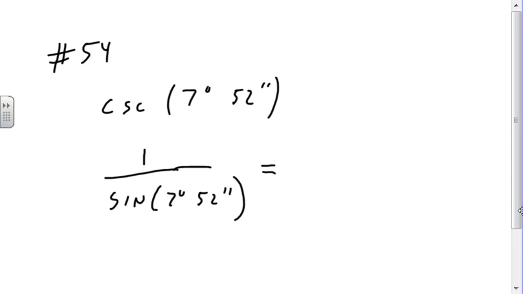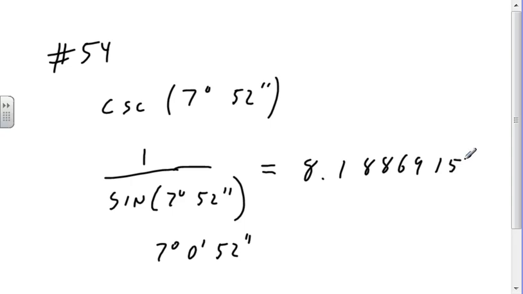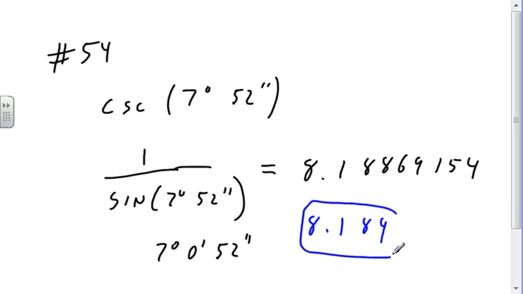Okay, so now what I have in my calculator is 7 degrees 0 minutes 52 seconds, and now I get an answer, 8.18869154. So yes, it appears that the calculator won't like it if you don't put in the minutes, even though it's 0. Stupid calculator. Let's see, 4 significant digits, so I really only want 8.189 as my final answer.